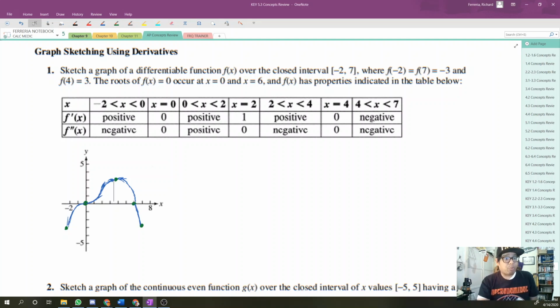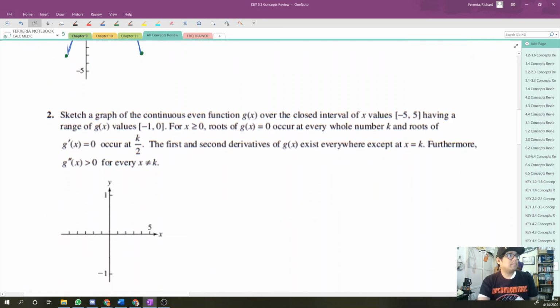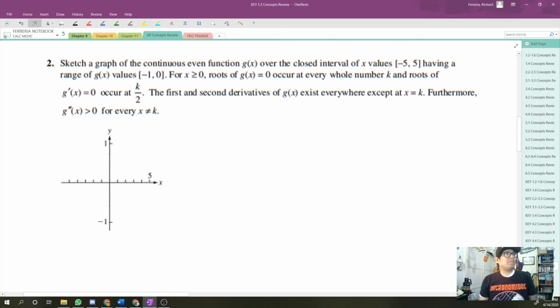Now this next one is crazy. Sketch a graph of the continuous function over negative 5 to 5, having a range from negative 1 to 0. So we're never going to be up here. This section is going to remain blank. What else? For x greater than 0, the roots occur at every whole number. So whole numbers are those numbers 1, 2, 3, 4, and including 5.